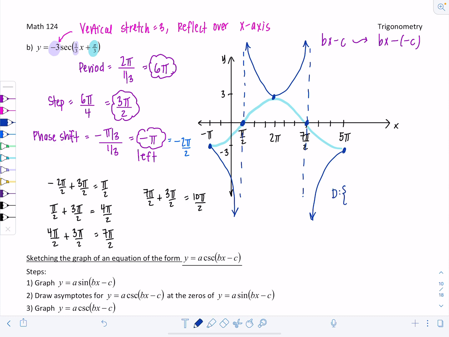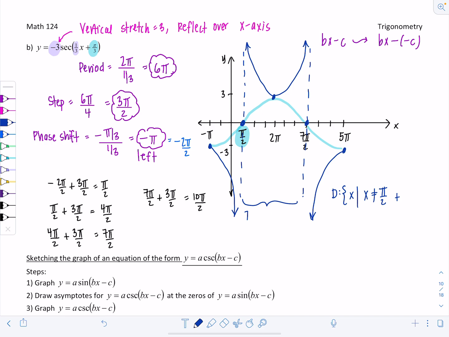The domain is going to be all x's such that x does not equal. What's the first equation for the asymptote that's not negative? Right here at pi over 2. So x cannot be pi over 2 plus, how long does it take to get another asymptote? Remember, it's half the period. If you forget, you've got a graph to help you. You go like this. There's one at pi over 2, and then there's another one at 7 pi over 2.